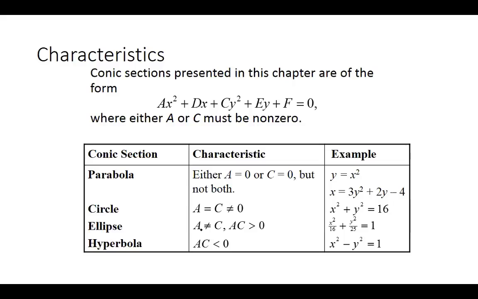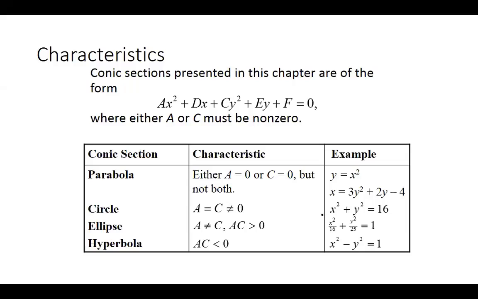For the ellipse, a cannot be equal to c. The product of AC has to be greater than 0. For hyperbola, the product of AC has to be less than 0. These are just some examples. If either x or y is a square, we're looking at the parabola. In this case would be example y is equal to x squared or x equal to some y squared.